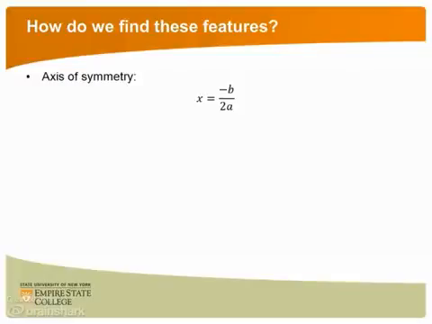Each of the features of the parabola can be found using the general form of the equation, y equals ax squared plus bx plus c. The axis of symmetry is a vertical line, so its equation will have the form x equals something. That something is found by dividing the opposite of b, the coefficient of the x term, by 2 times a, the coefficient of the squared term.